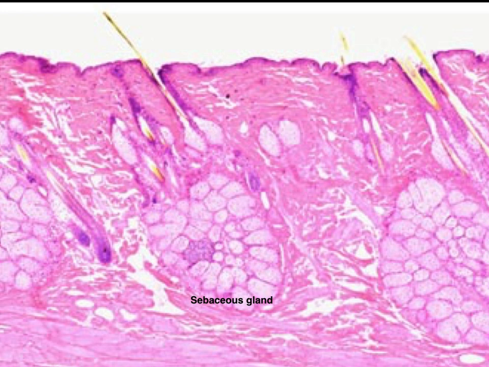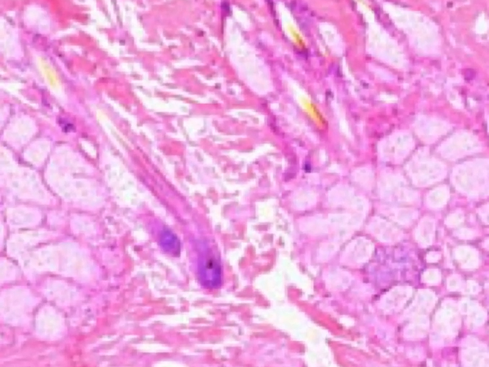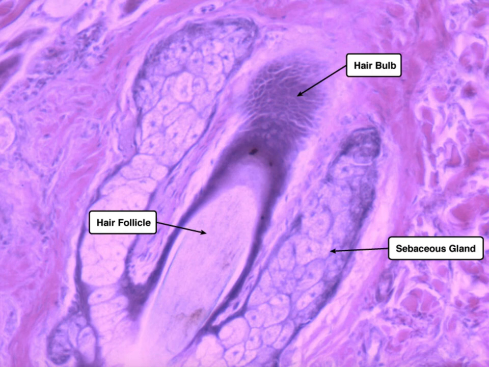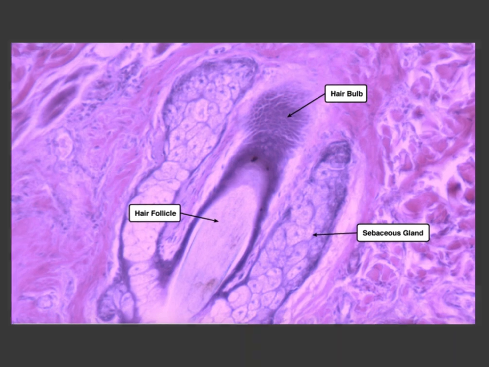On the dermis of the thin skin, we may also find appendages such as hair follicles and sebaceous gland. Let's focus at the sebaceous gland. A sebaceous gland is actually a compound tubulo-alveolar gland. It is located adjacent to a hair follicle, and together the hair follicle and the sebaceous gland is known as the pilosebaceous unit.